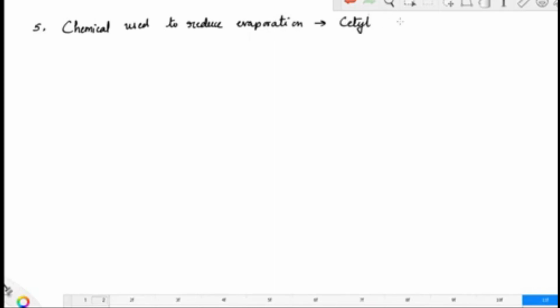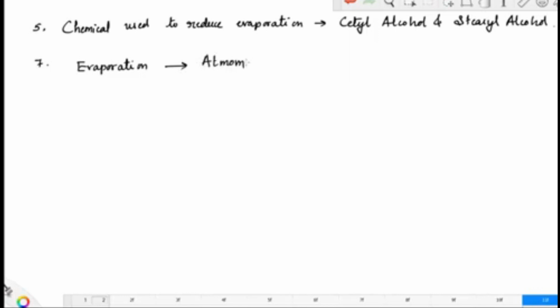Cetyl alcohol and stearyl alcohol. Seventh one: evaporation is measured using evaporimeters or atmometers.